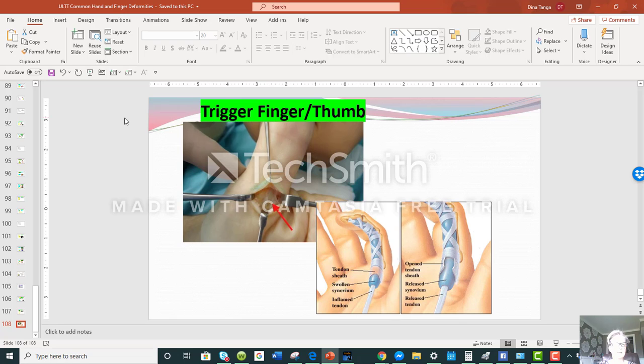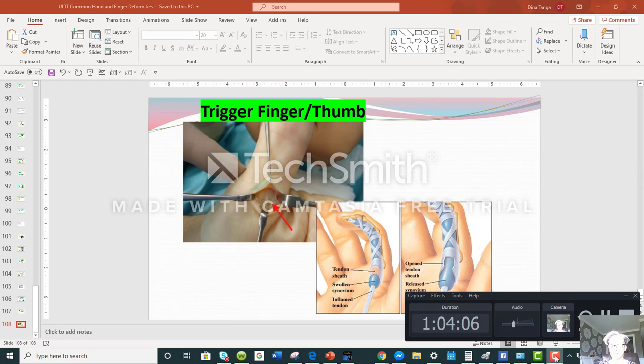And that is the hand and finger deformities.